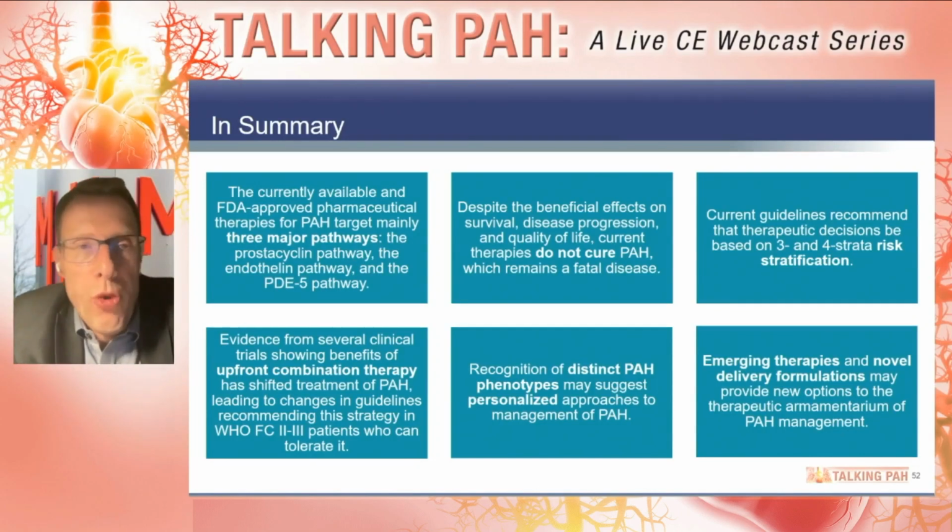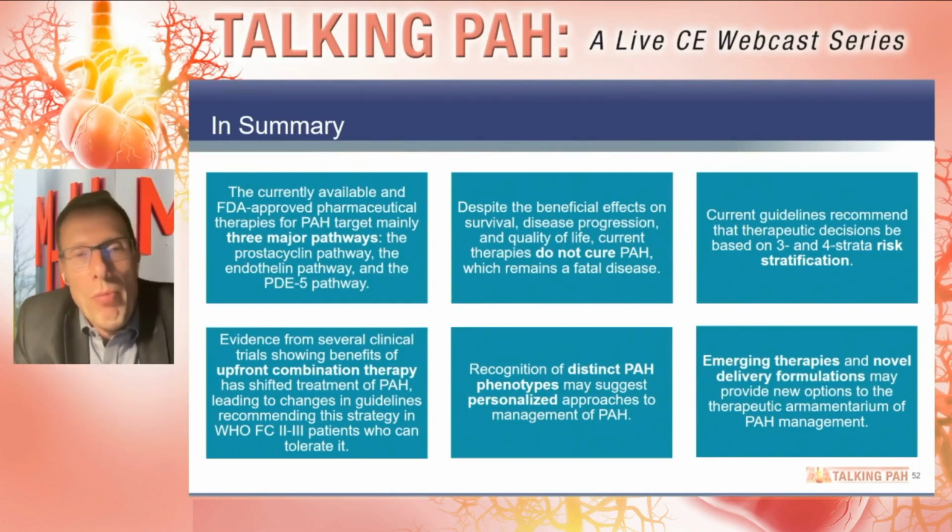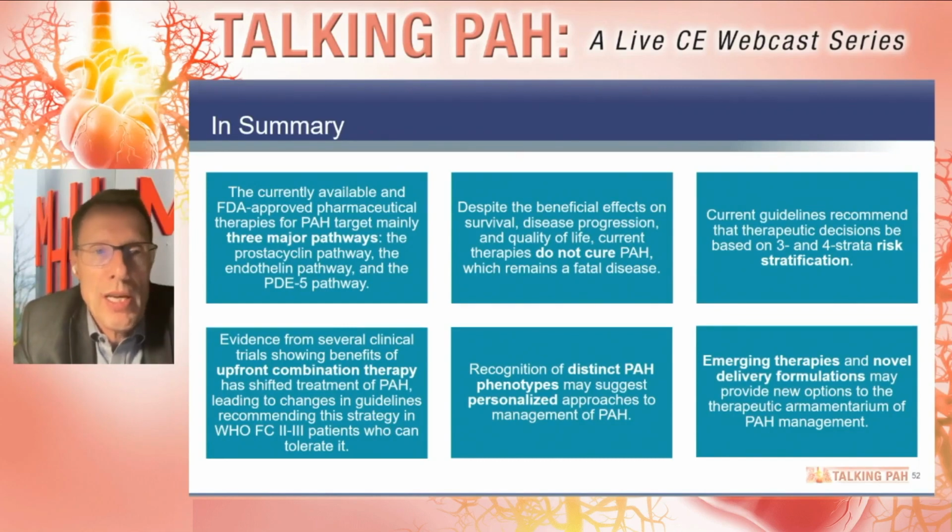And then we're almost through with this lecture part here. Looking forward to the Q&A. So in summary, as Marty has presented very nicely, we have for many years now focused our treatment on three major pathways, which is the prostacyclin, the endothelin, and the PDE5 nitric oxide pathway. And despite the beneficial effects that these drugs have, we do not yet cure pulmonary arterial hypertension, and it will still be a long way to go there.